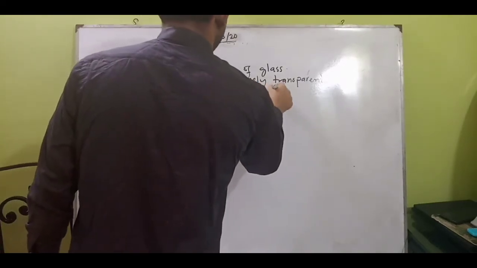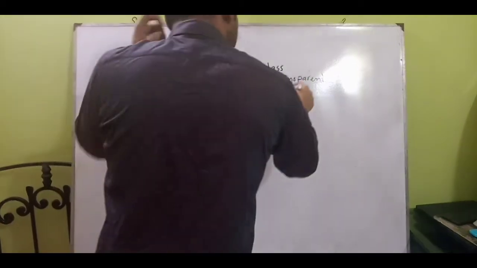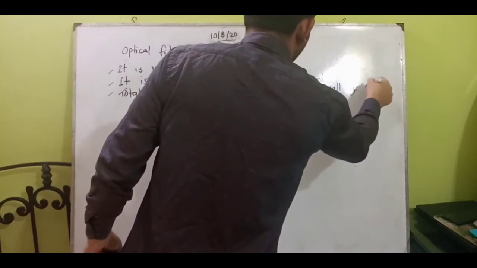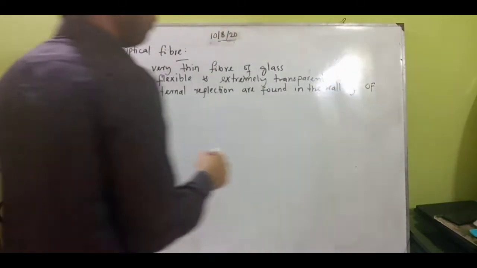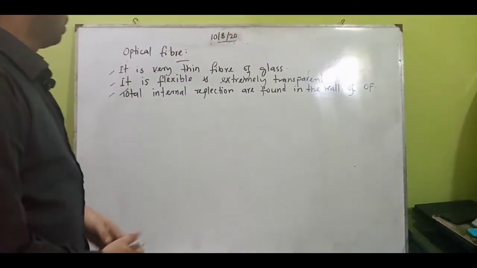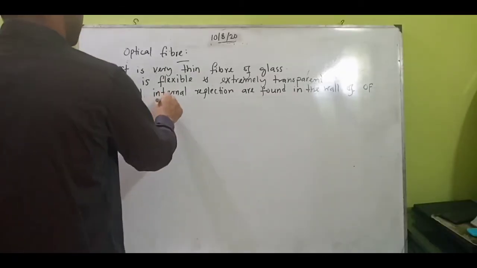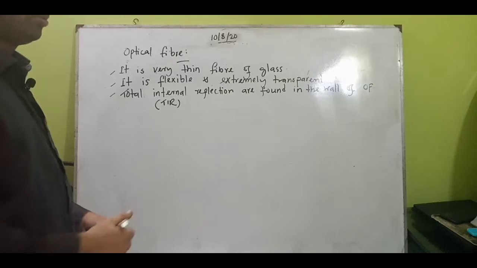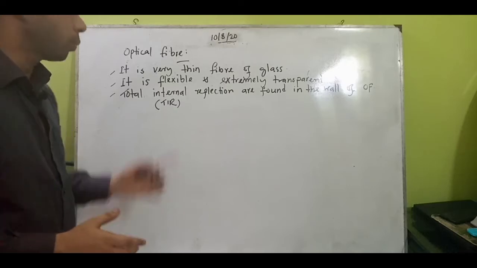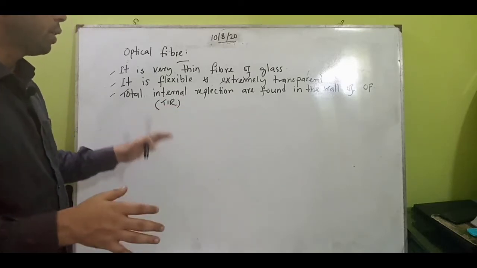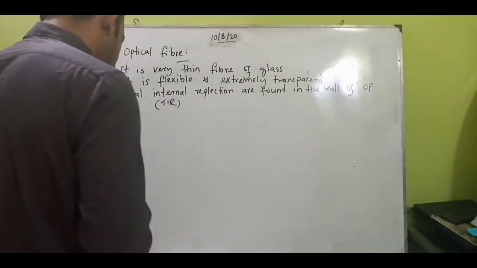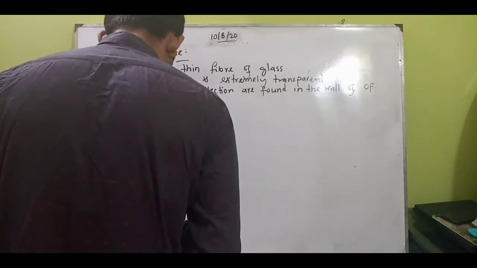Total internal reflection is found in the wall of optical fiber. OF I have written as a short form; you can write the full form, optical fiber. Sometimes you can see TIR in the exam. Don't panic about that, because TIR is the short form of total internal reflection, and total internal reflection is found in the wall of the optical fiber. So it is another feature I will discuss.